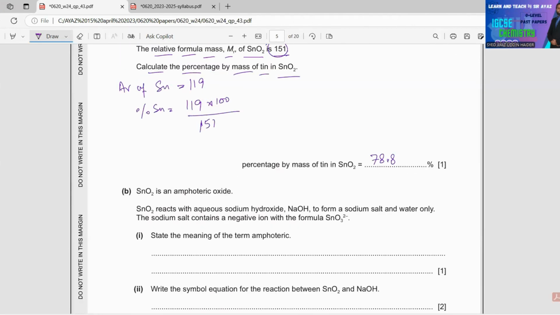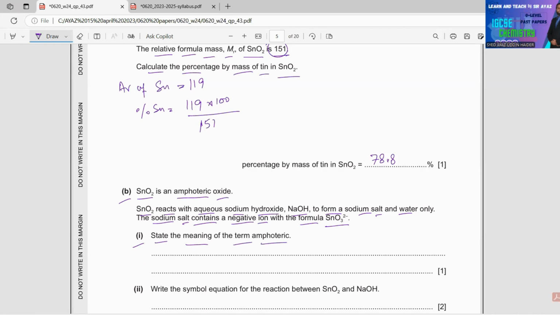Moving to the next part, which is part B. SnO2 is an amphoteric oxide. SnO2 reacts with aqueous sodium hydroxide, NaOH, to form a solution, to form a sodium salt and water only. The sodium salt contains a negative ion with the formula SnO3 2 minus. Number 1. State the meaning of the term amphoteric.